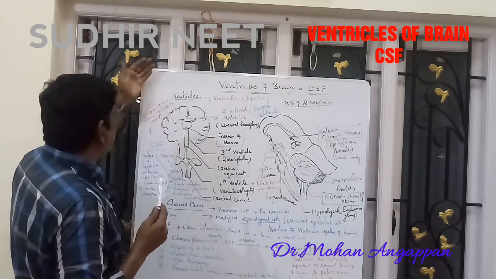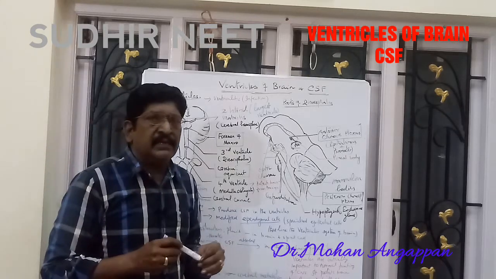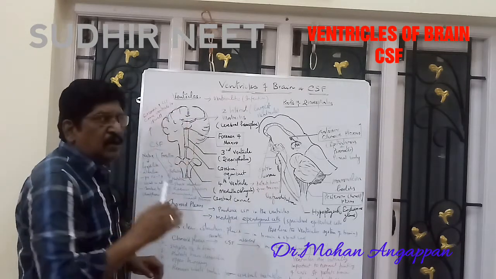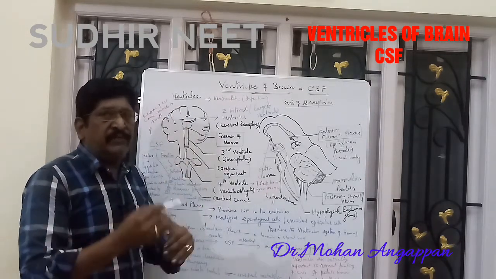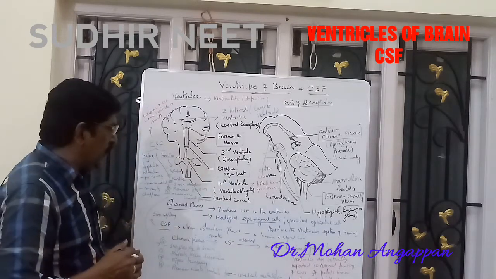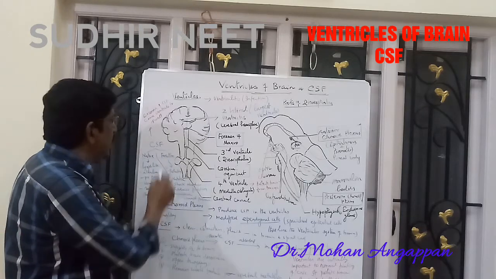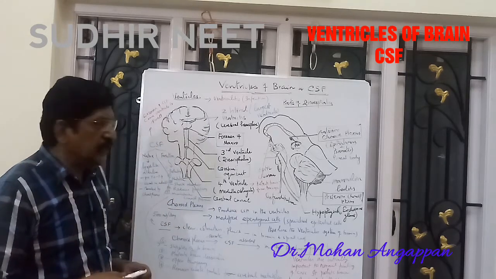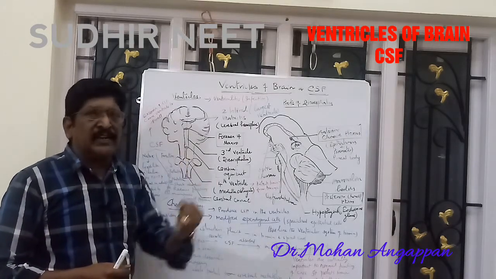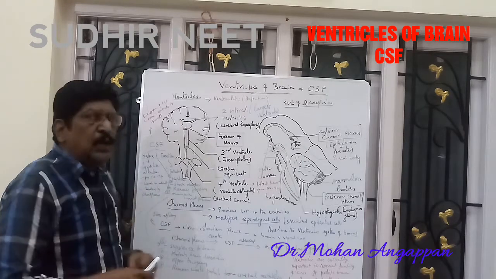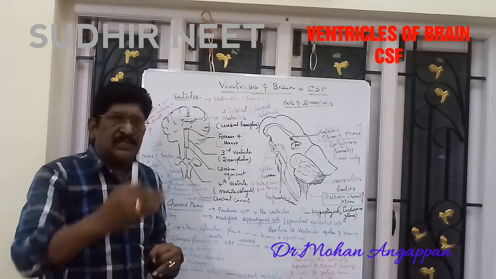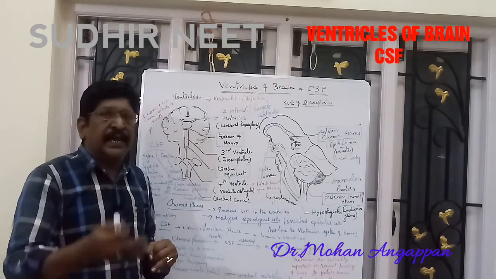Suppose excessive CSF is there, suppose it is not drained properly, what will happen? That will cause the ventricles to swell. So excess CSF will cause the ventricles to swell. And then, what are the functions of the CSF? Very important. Number one, it is protective in nature. It gives protection to the brain and spinal cord.